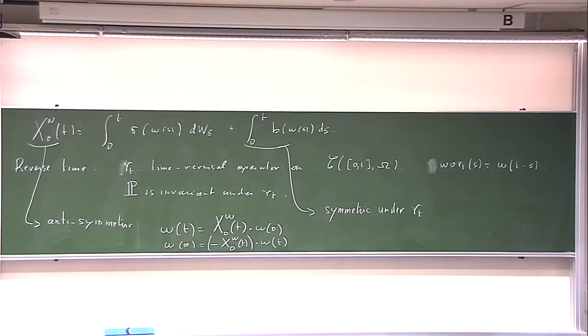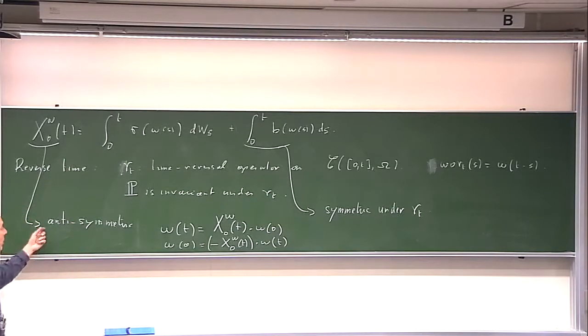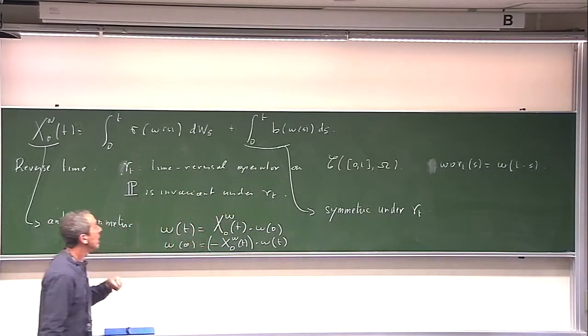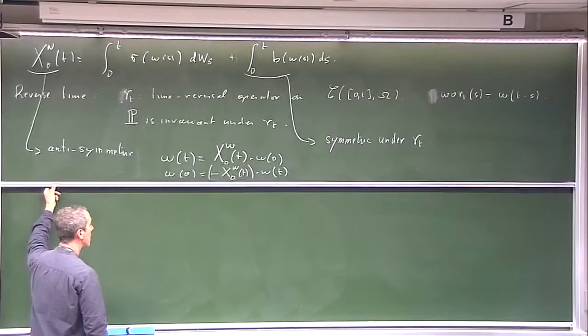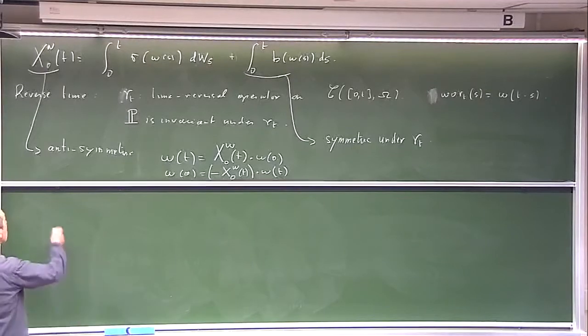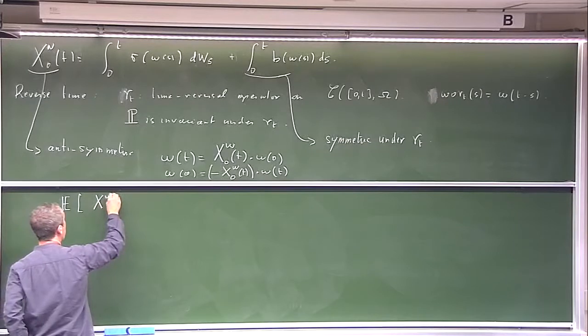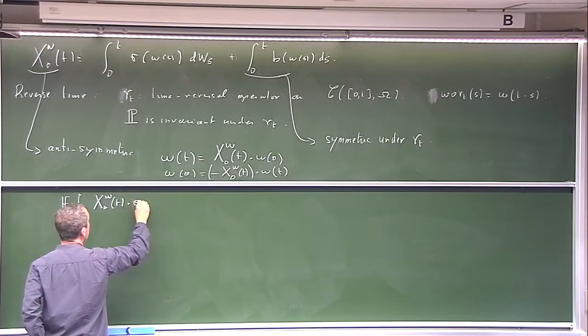So if you time reverse the evolution of the environment, then the effect on the position of the diffusion is just that you take a minus sign. You're going backward in the other direction. So this is an anti-symmetric additive functional. This one is obviously a symmetric additive functional, and therefore they are orthogonal. So as far as the computation of the variance is concerned, you get the expected value of x omega 0 of t, taken in some direction e.